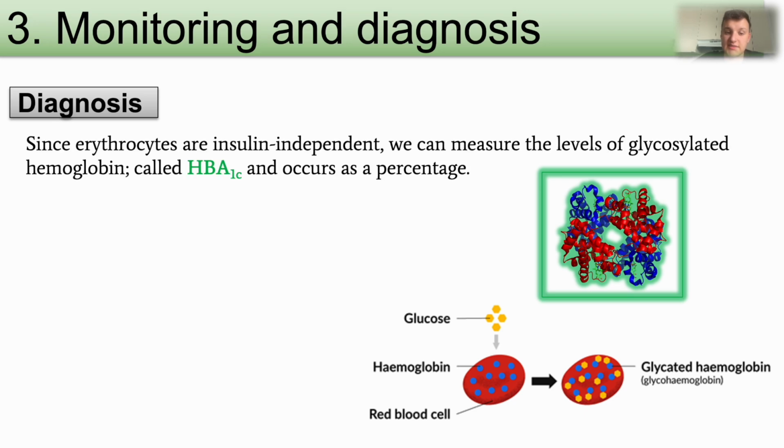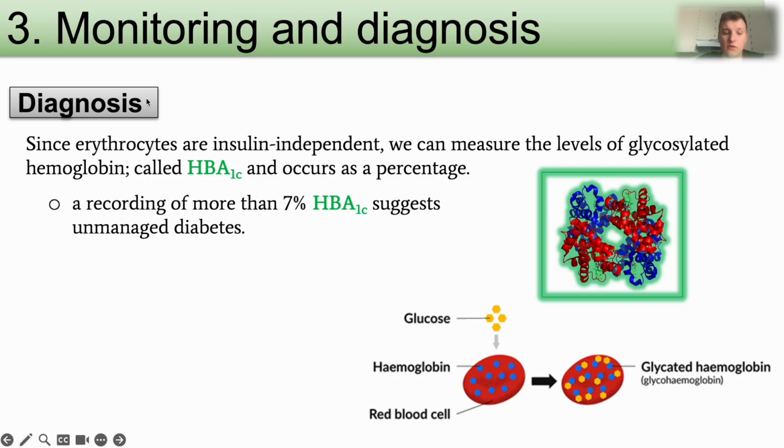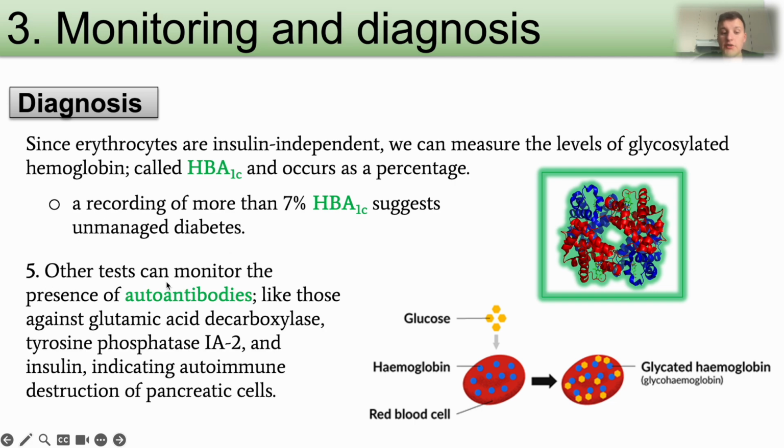So since erythrocytes are independent, they don't need it, we can measure the levels of glycosylated hemoglobin called HbA1c. So hemoglobin A1c is a version of them, and it occurs as a percentage. A recording of more than 7% of these HbA that are glycosylated suggests unmanaged diabetes.